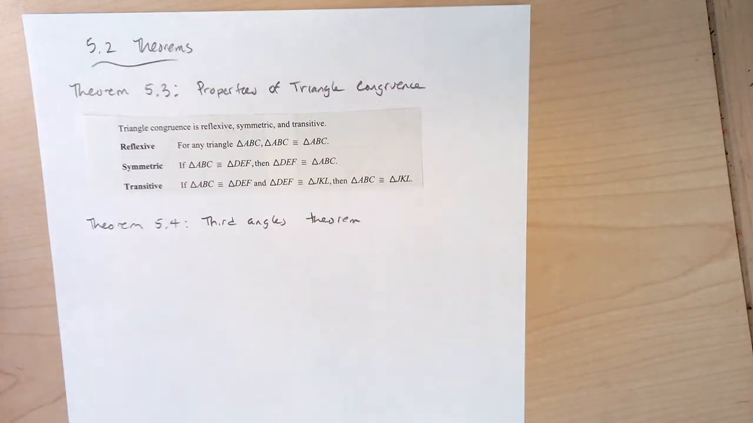And then the other theorem in this section is what's called the third angles theorem. It has to do with the third angles of two triangles. The third angles theorem states the following. If you have two angles of one triangle congruent to two angles of a second triangle, see if you can figure out what would have to be true with those third angles while I'm writing the third angles theorem down.